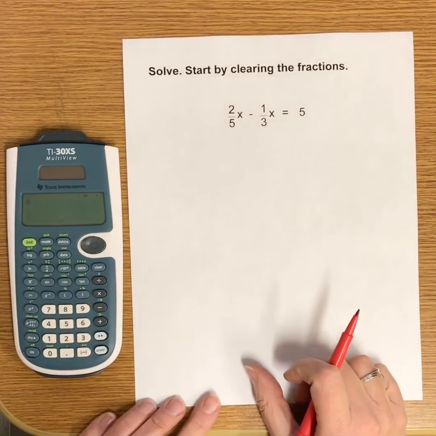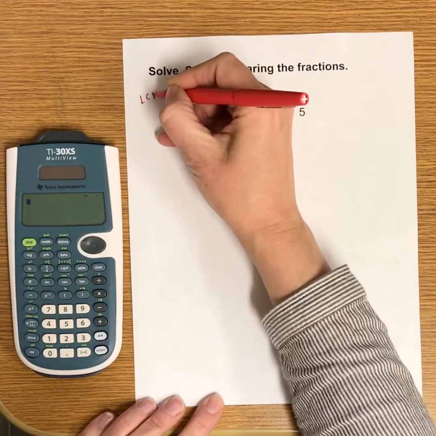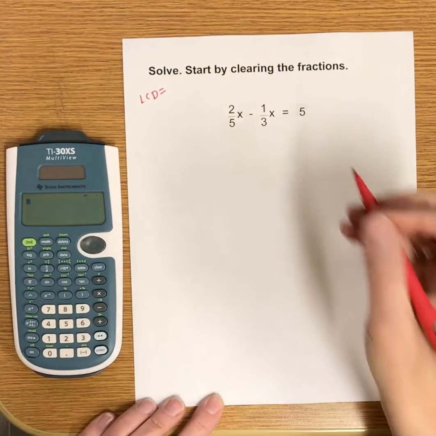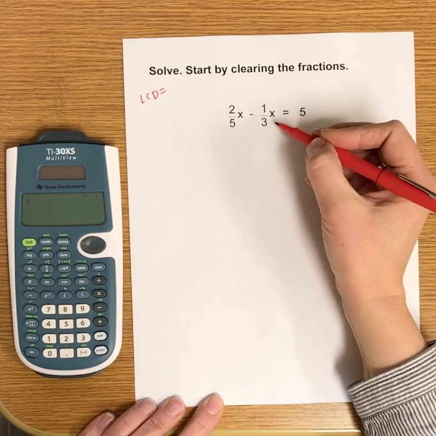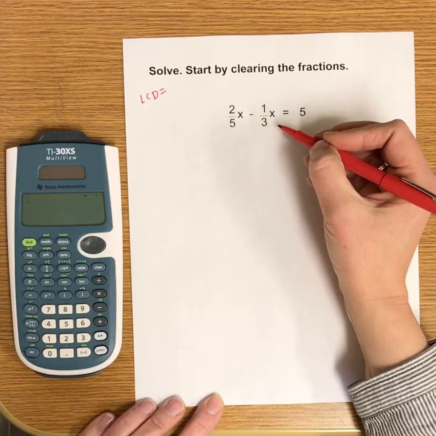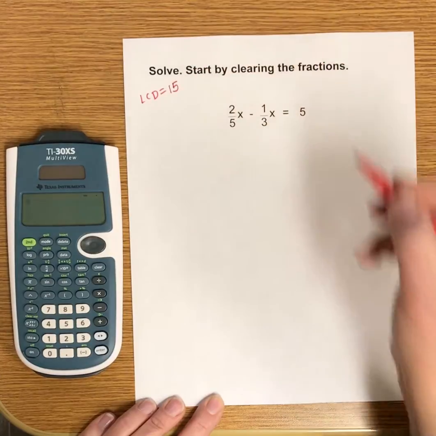We're asked to solve, and we'd like to start by clearing the fractions. The first step is to decide what the least common denominator is. The least common denominator will be the smallest number that's divisible by all of the denominators here. So we need the smallest number that's divisible by 5 and also divisible by 3. Looks like the LCD is going to be 15.